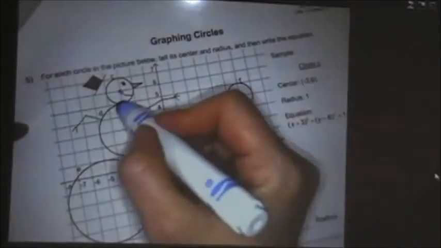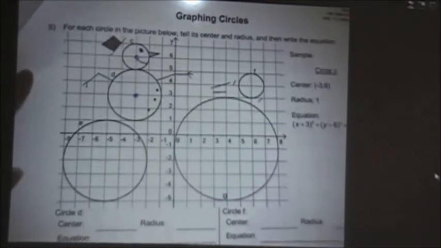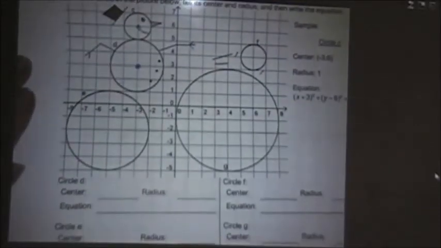So I'll do D with you and then you can do the rest on your own. So I'm going to identify, here's D. My center point is right here. That's the center point, (-3, 3).